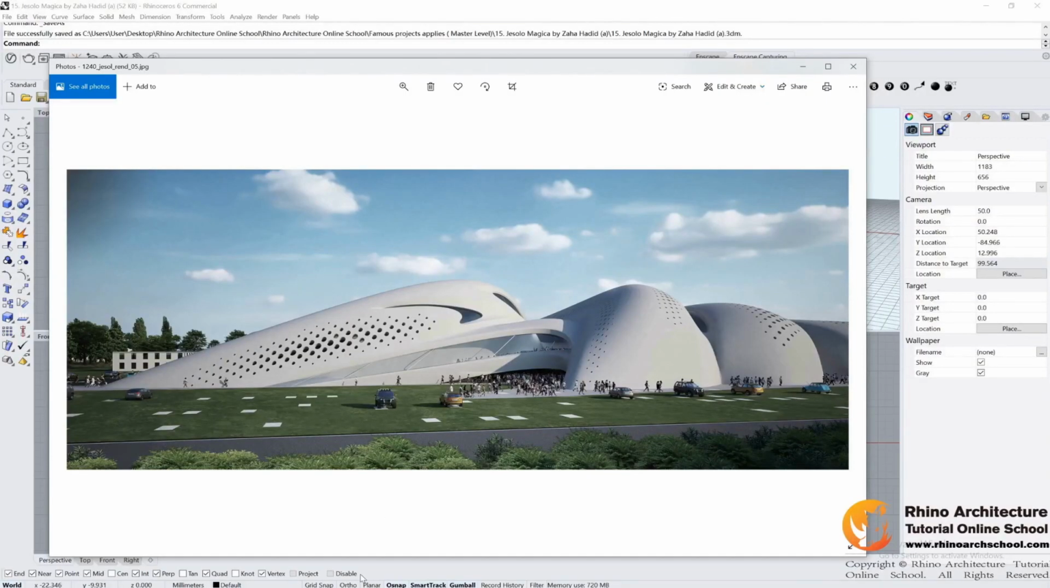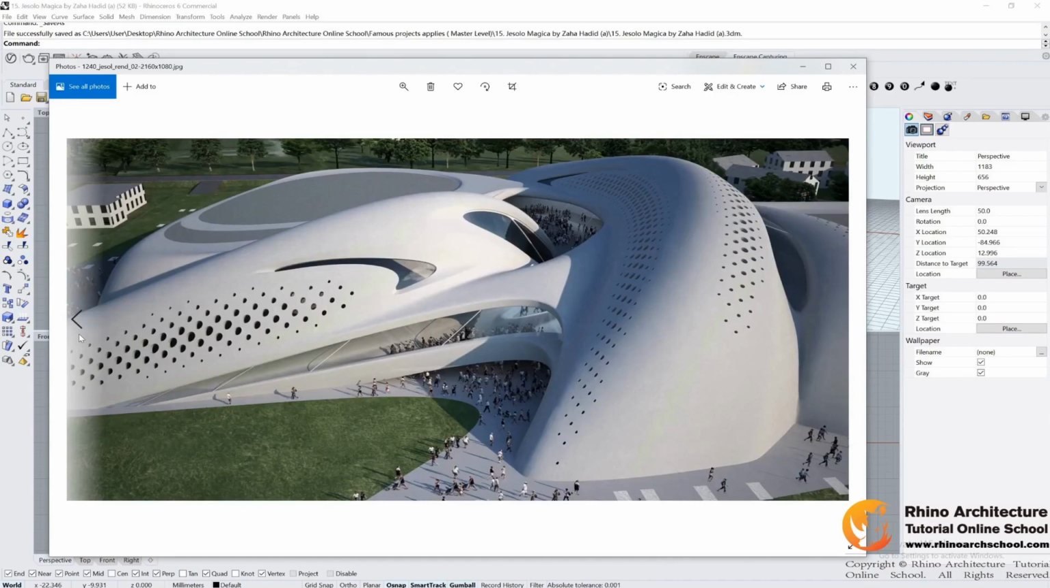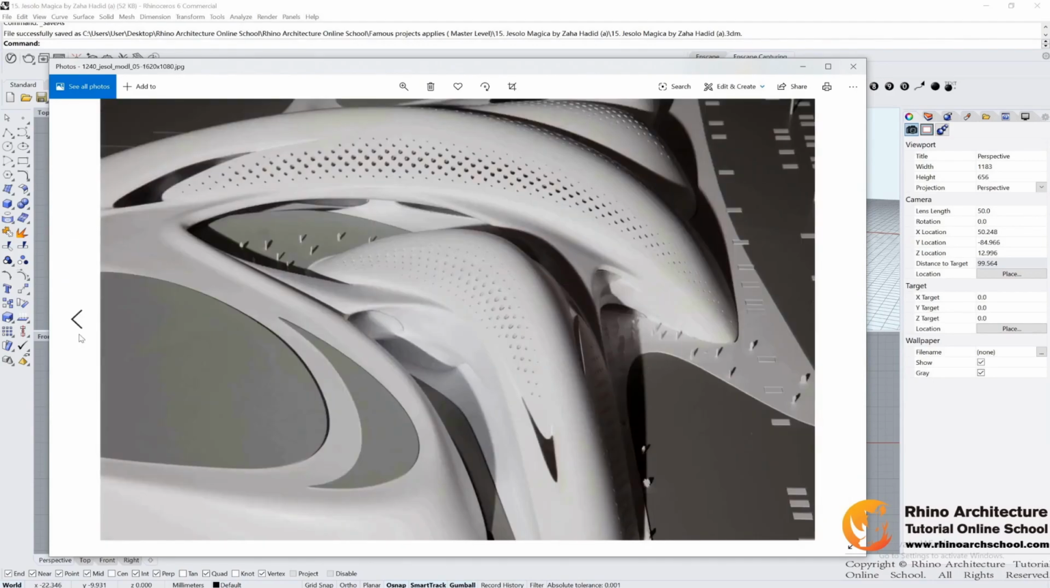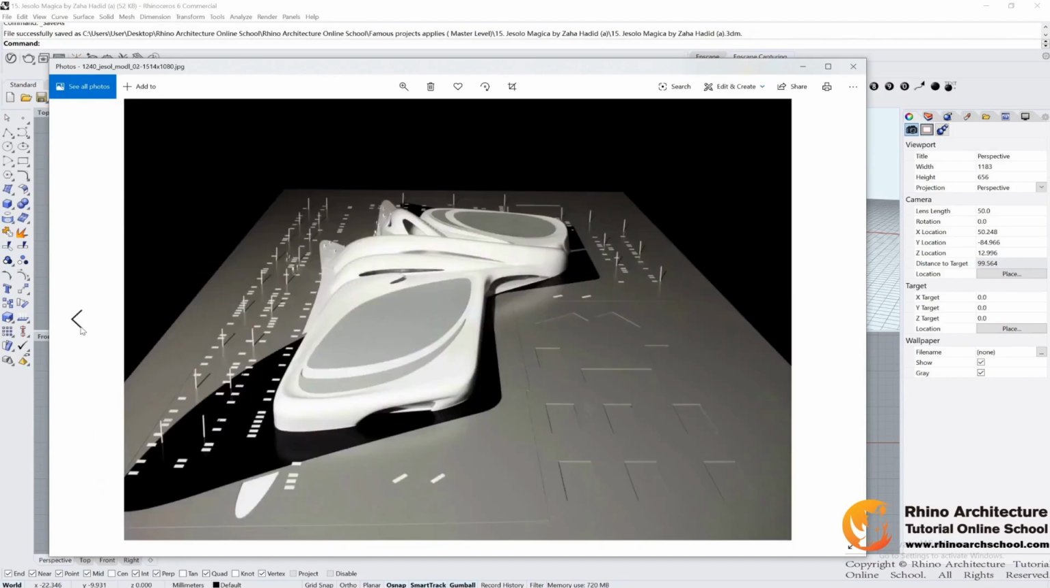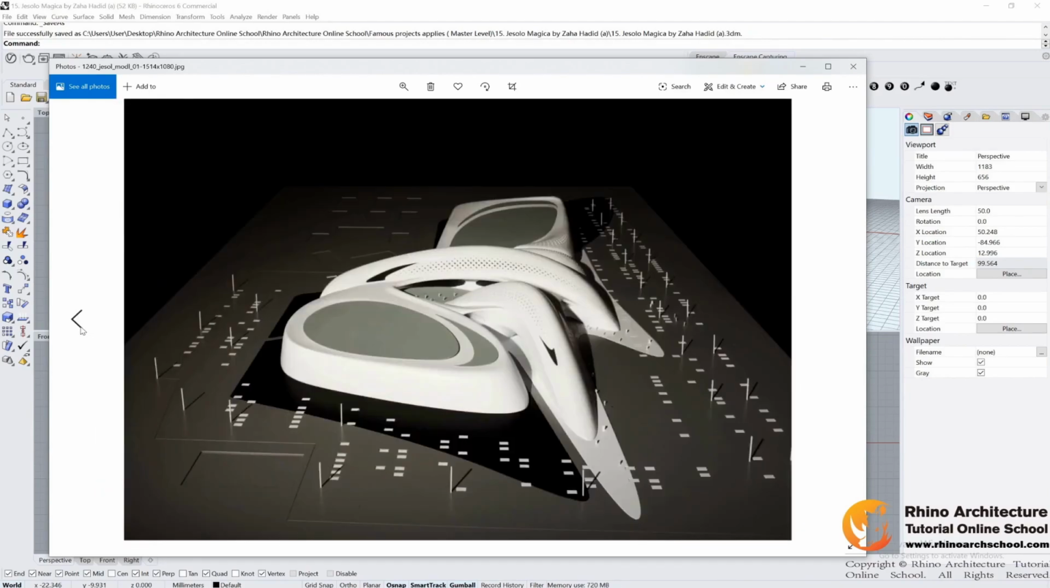Hello everyone, in this tutorial we are learning how to build Gisele Magica designed by Zaha Hadid Architects. It's a very free and dynamic building. It looks very hard to build a model, but it is very easy. Let's see how to do it.